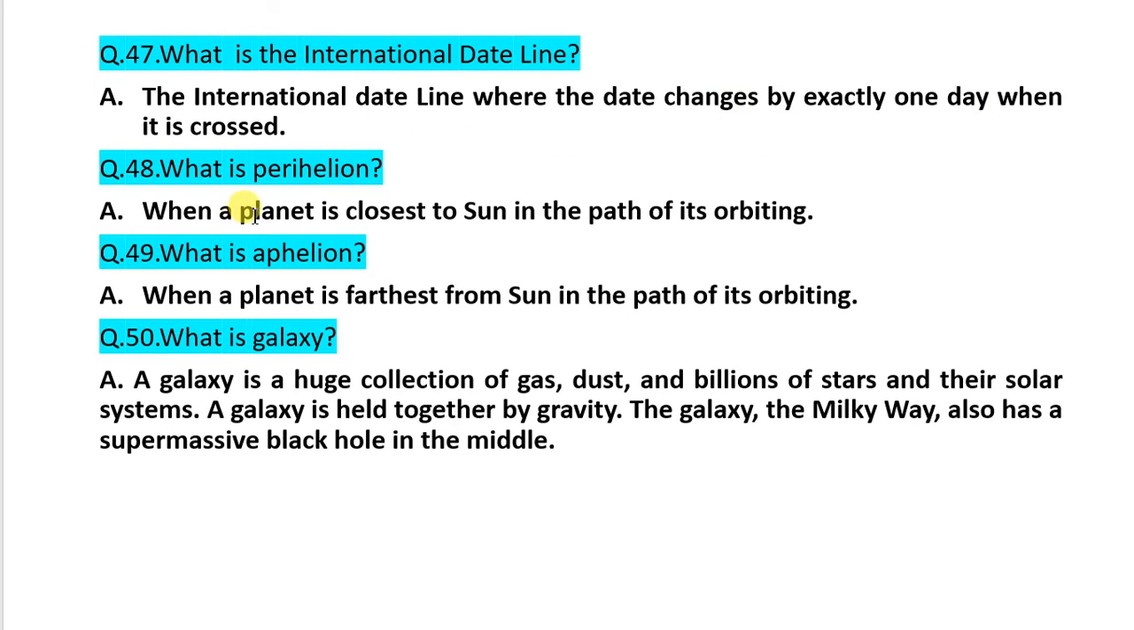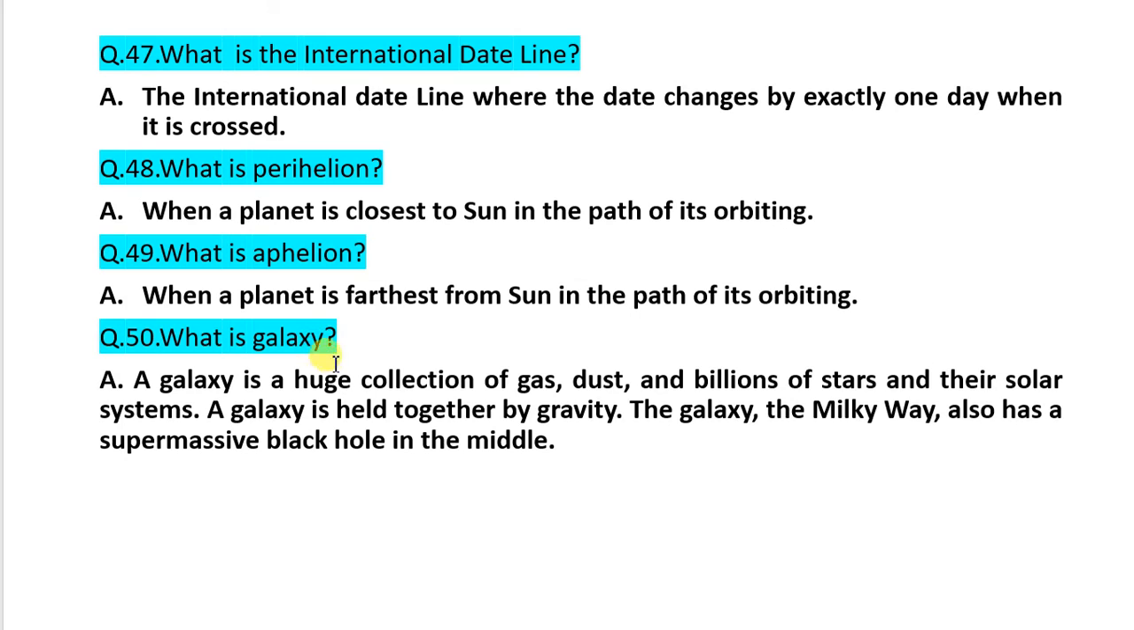Next question. What is perihelion? When a planet is closest to the sun in the path of its orbit. When the planet is orbiting in its path and reaches close to the sun, that is called perihelion. Next question is aphelion. It is just the opposite of perihelion. When a planet is orbiting in its path and is far away from the sun, that is called aphelion.